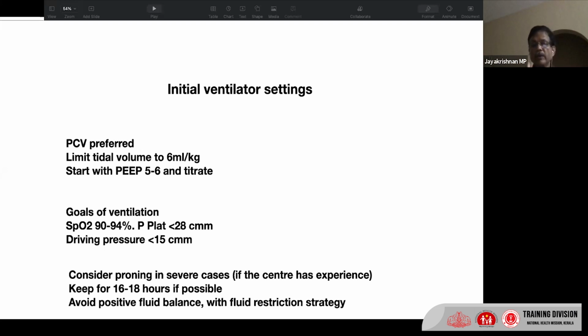Okay. Another important point is that you avoid positive fluid balance in the children if possible. Like in all other sick children, positive fluid balance is harmful in ARDS. So a fluid restriction strategy is very important.